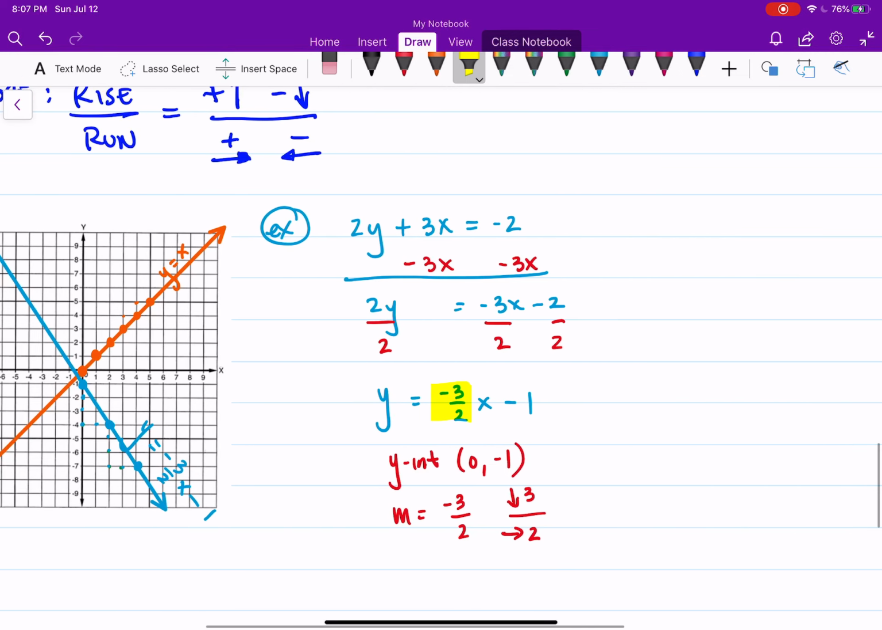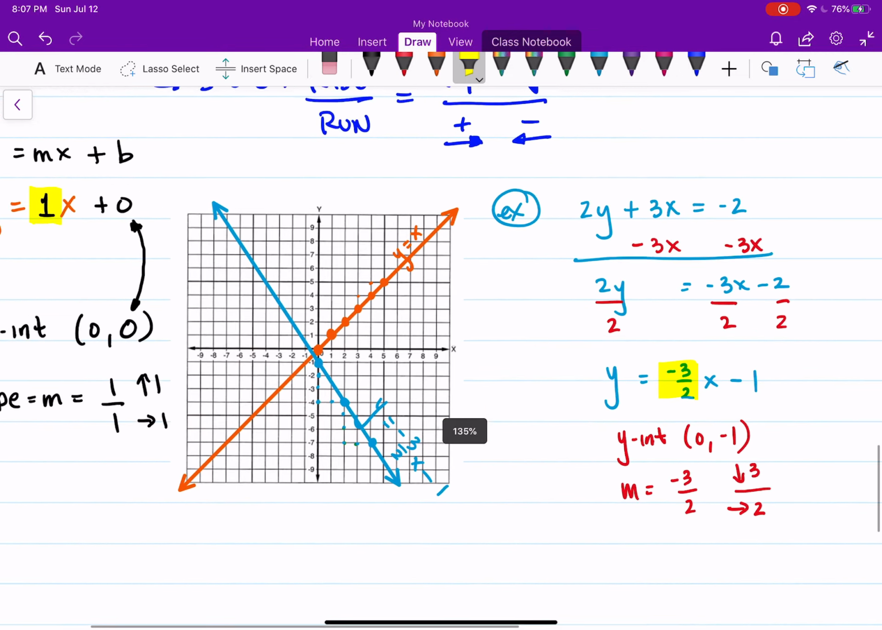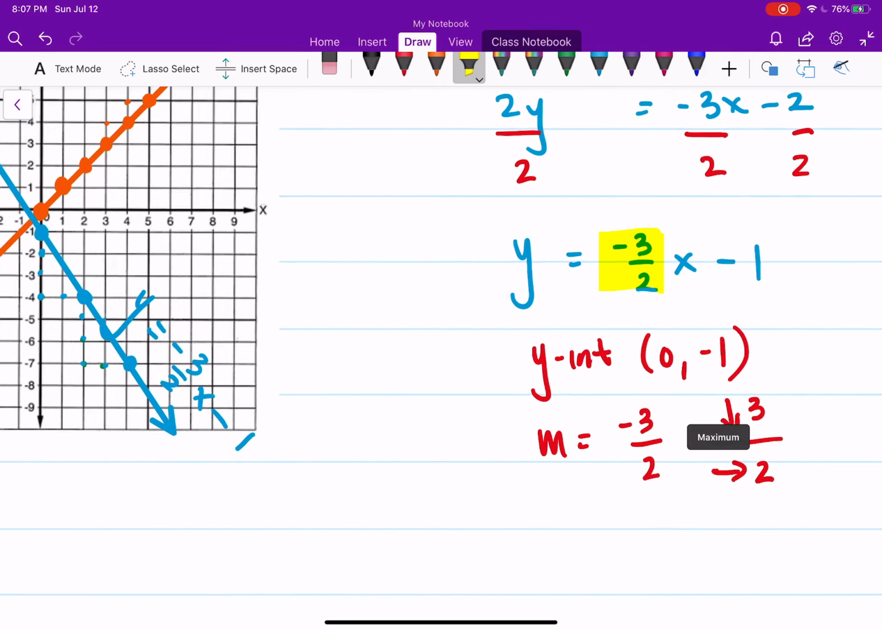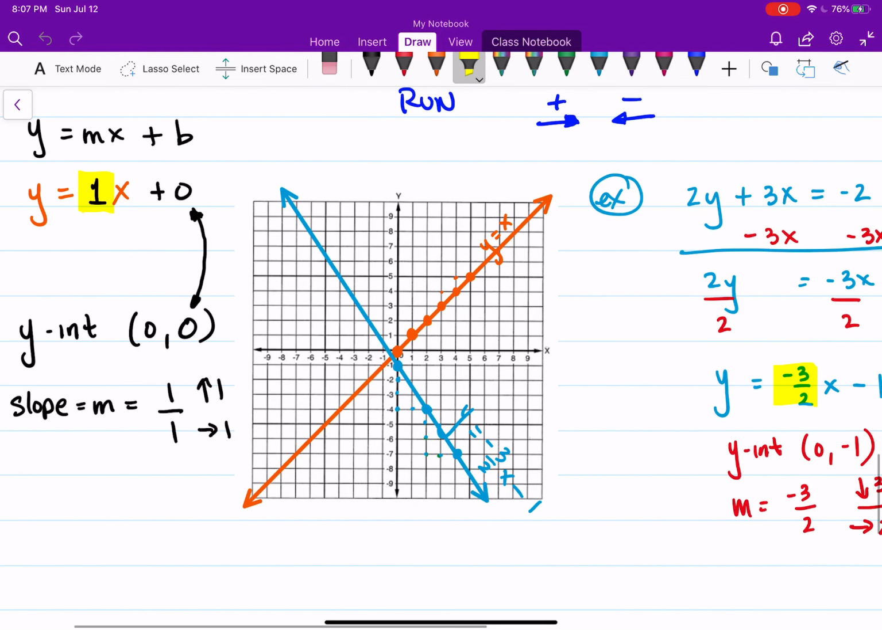Okay? Over here, I have a negative slope. So going from left to right, if you look at the blue line, what happens? My graph is going downward. All right? So when it's going from left to right and my line goes downward, then my slope must be negative. Okay? So we got to kind of think about those two things as well so that we know, hey, I'm graphing the right thing.